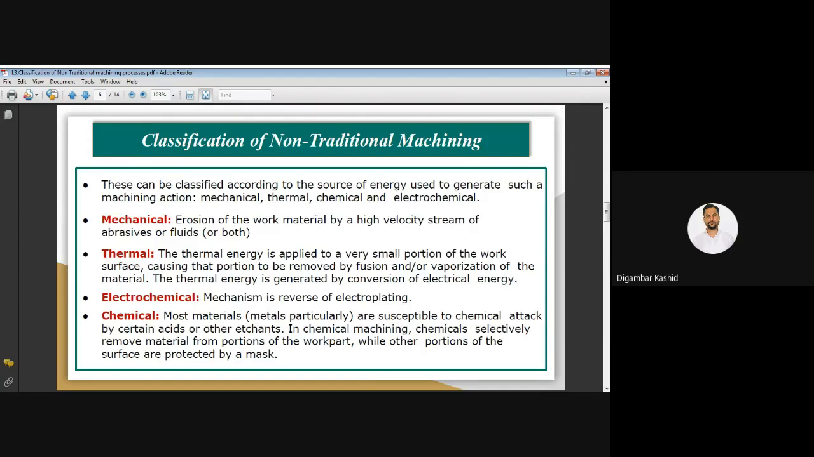There are again certain processes whose performance totally depends upon the thermal properties of your workpiece material.